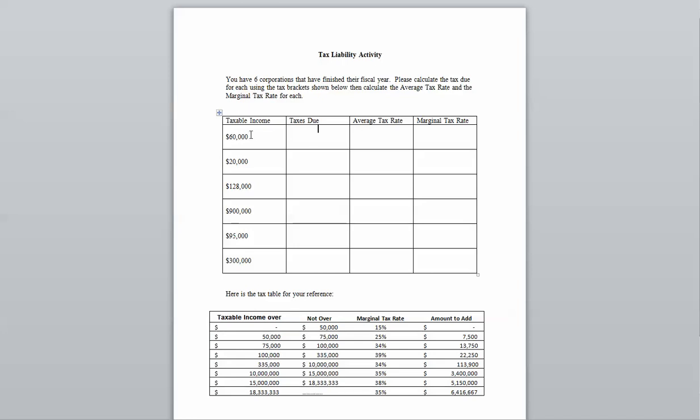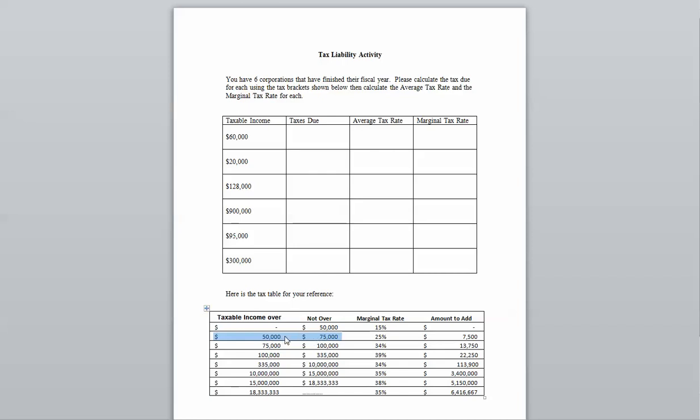The first one I'm going to do is a taxable income of $60,000. Okay. So we know the taxable income is $60,000. First thing we're going to want to do is find our bracket. So whatever two numbers the taxable income of $60,000 falls between. So I'm seeing between 50 and 75. It's over 50,000, but is not over 75.